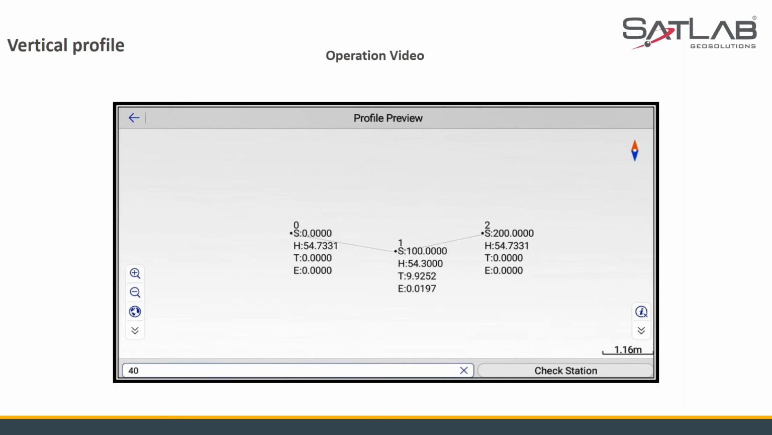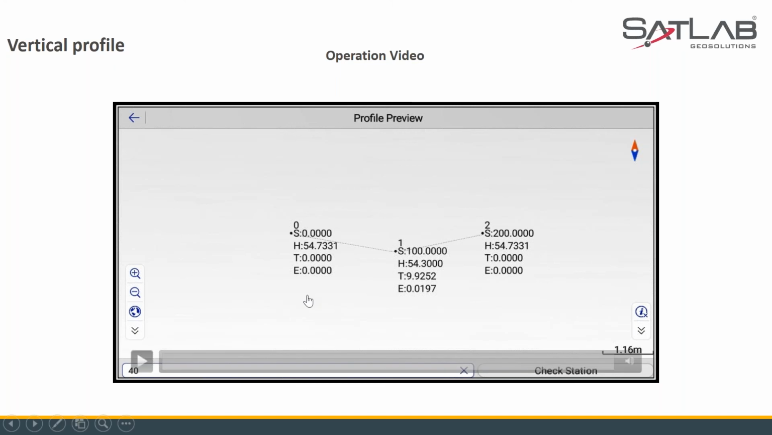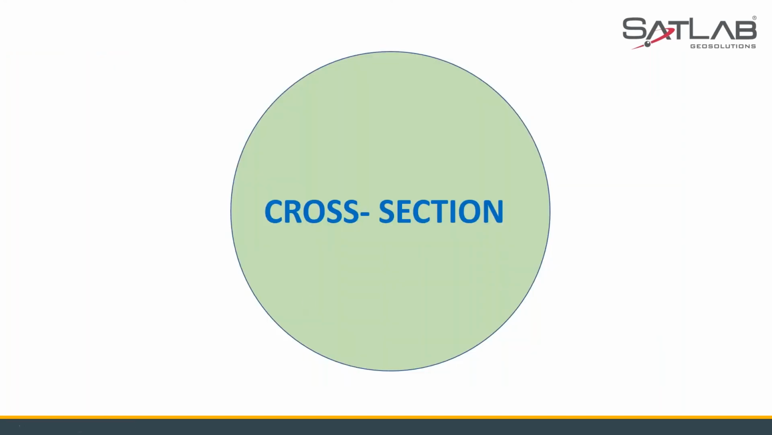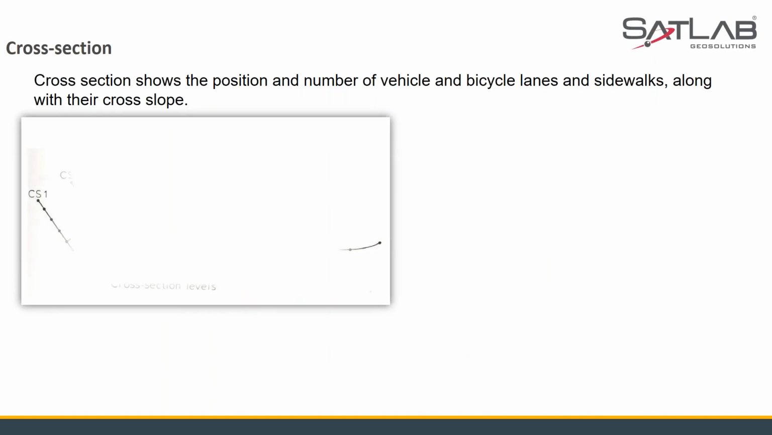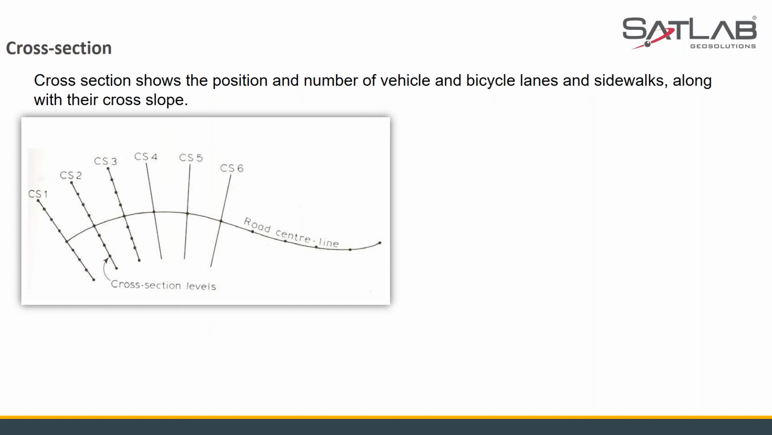So there you go. As you can see over here, this is the whole graphical representation of what we have designed so far. Station 40, as you can see, you can change the stations as you want. Say for example, we have a station from 0 to 100, from 100 to 200. You can check the details of station 40, station 50, station 60, whatever you want. Okay, this is the vertical profile.